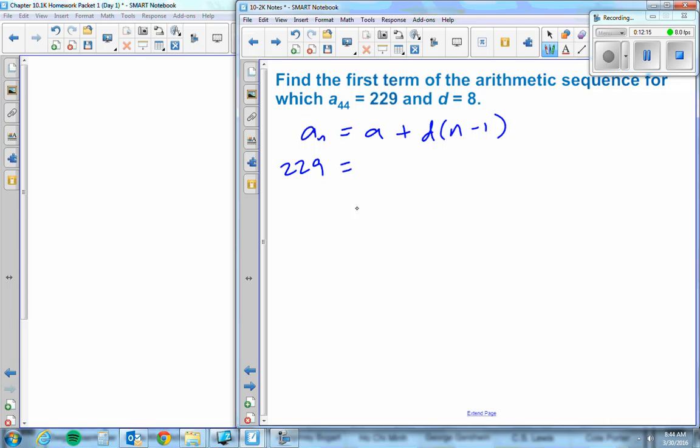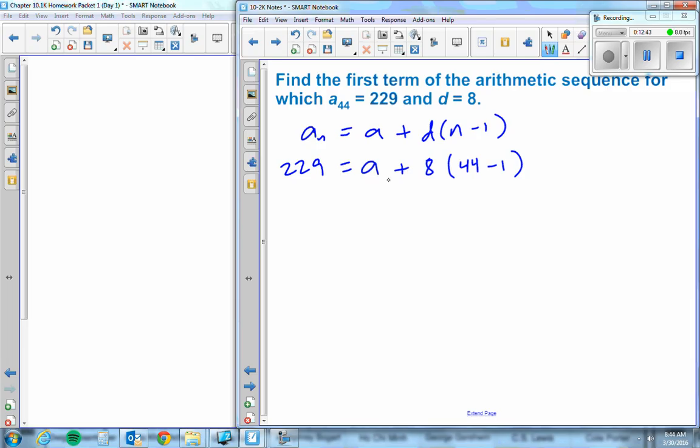It does. It's the term number, which means it's n. Okay? And once again, to get to the 44th term, we'd be jumping 43 times. And I think I'm going to put the 8 in place of D. And by the way, if I just put A, I mean A1, the first term. We don't always put the subscript.